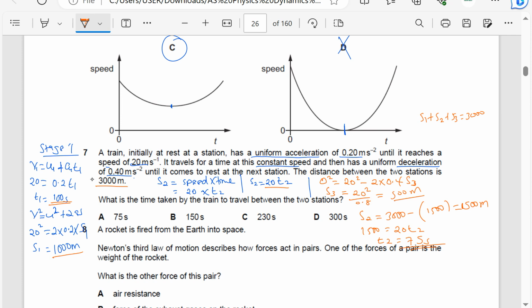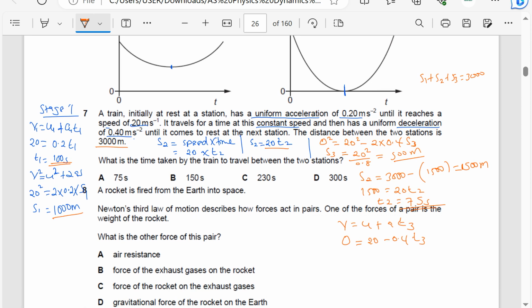Since it goes to rest, I'll use V equals U plus AT to find T3. Or you could also use the distance for 500, but let me use T3. So V is 0 because it comes to rest. It started with a velocity of 20 with a constant acceleration of minus 0.4 times T3. So I'm finding T3 as 20 divided by 0.4, which I think is 50 seconds. So T3 is 50 seconds when it is returning to rest.